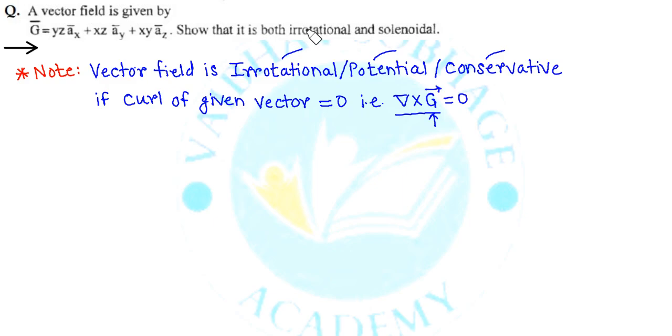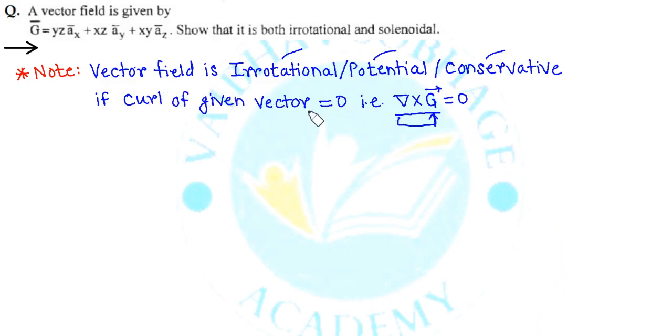These are one and the same thing, so it is not necessary that you have the word irrotational there. They can also say show whether it is potential, or find out whether it is conservative. So irrotational, potential and conservative vector fields are the vector fields having a curl with 0 value. Now we will begin with the proof of this numerical.